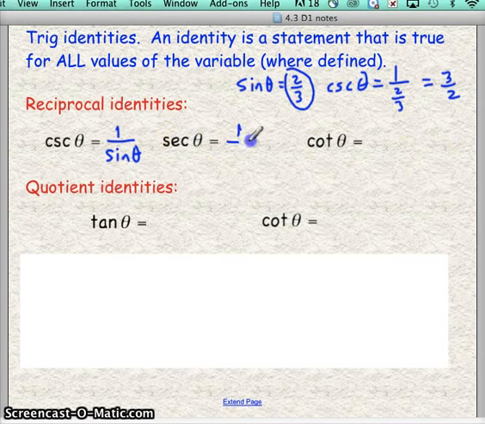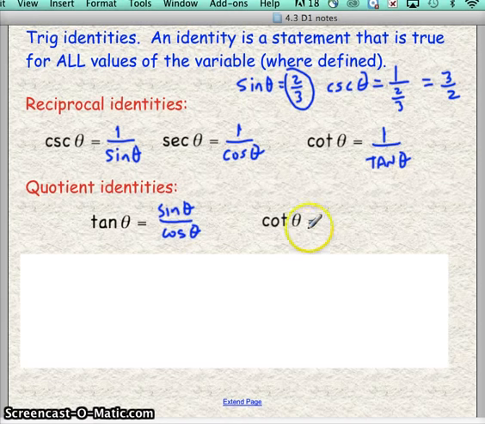Secant is the reciprocal of cosine, so it would be equal to 1 over cosine. And cotangent is the reciprocal of tangent, so it would be 1 over tangent. But again, if I know tangent, I'm just going to flip the fraction. If I know cosine, I'm just going to flip the fraction, etc. Tangent, we talked about in yesterday's video, is sine over cosine. Since cotangent is the reciprocal of tangent, cotangent would be cosine over sine. Okay? These properties are all on your unit circle sheet.